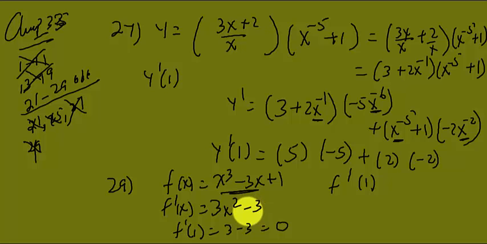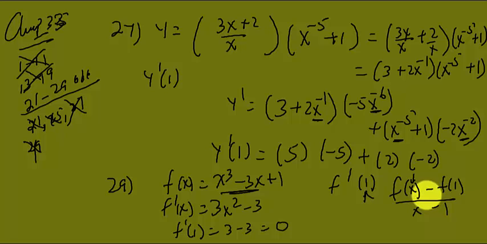That means it's flat. But they want you to use the regular slope formula, which is f of x minus f of 1, all that over x minus 1, and then they want you to pick a number close to 1 that you can use for the x. So give me any number.